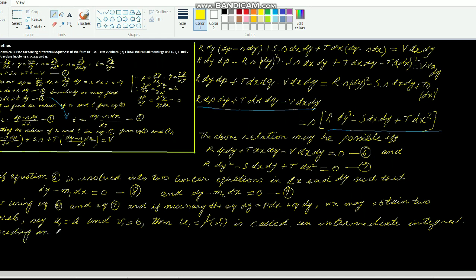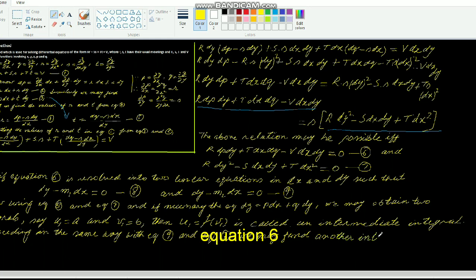Proceeding in the same way with equation 9 and equation 6, we may find another intermediate integral in the form u2 is equal to f v2.